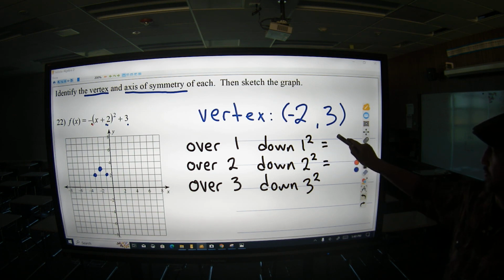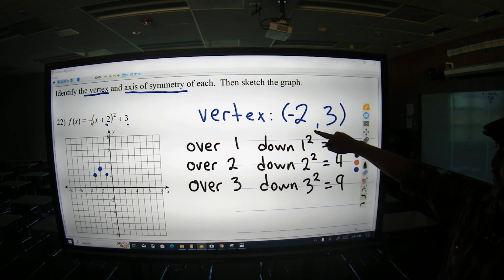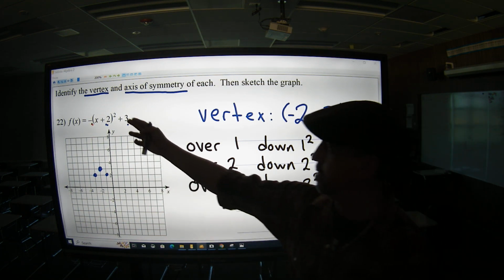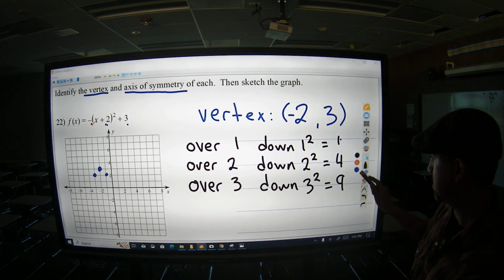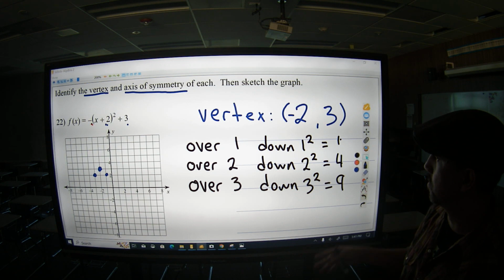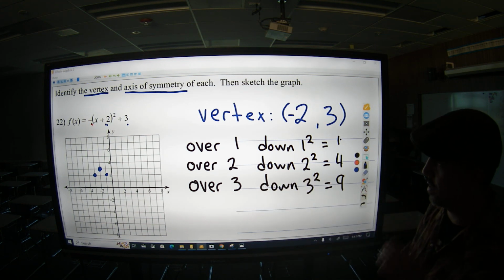We know 1 squared is 1, and we know 2 squared is 4, and we know 3 squared is 9, okay? I'm not having you memorize these numbers instead of these ones because I feel like you can calculate these ones in your head. And this is really the pattern of quadratic growth. This shows the idea that we're squaring something, right? So again, this is why I'm always talking about the idea of over 1, down 1 squared, over 2, down 2 squared, over 3, down 3 squared.